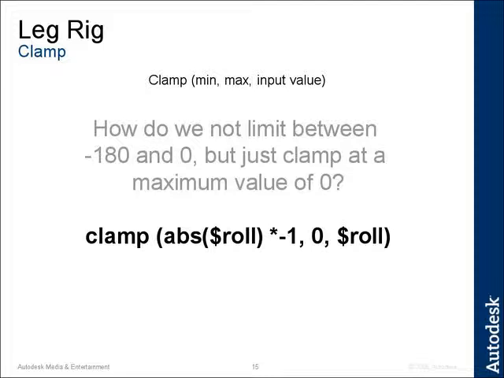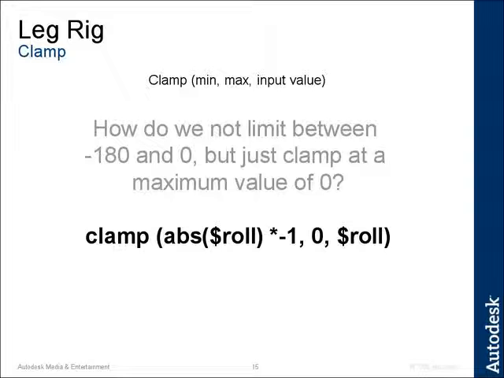Instead, we can do something like this, where we get the absolute value of the roll. So if it's negative or positive, it doesn't matter. We just make sure that it's always going to be a positive value. We multiply that by negative 1, so it's always negative. And then that's going to be our minimum. So whatever roll is currently at, as long as it's negative, that's our minimum value, and that's what it will return. Our maximum is always 0. So if roll is ever greater than 0, it's always going to return 0. So we could do an expression like that.